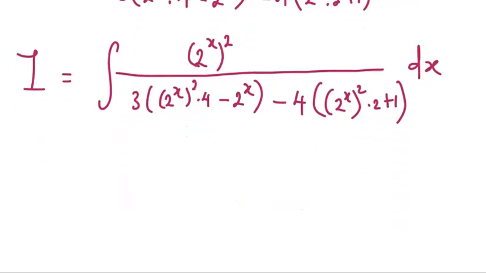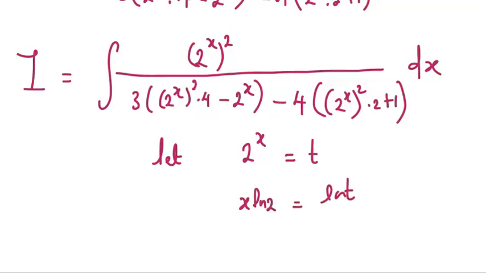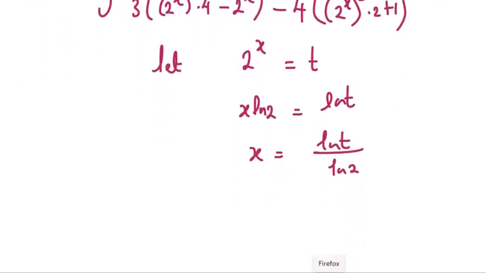Now time to make substitution. We're going to let 2^x equals t. Now take the ln of both sides, we get x multiplied by ln 2 is equal to ln t. Divide both sides by ln 2, we get x is equal to ln t divided by ln 2. Now we need to take the derivative on both sides. So dx is equal to the derivative of ln t with respect to t, which will give us 1 over t, and with the denominator there, we get 1 all over t times ln 2, and then dt.